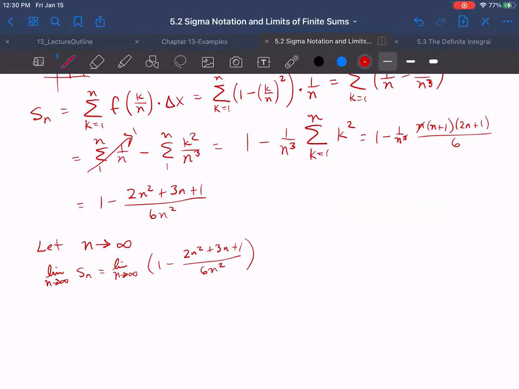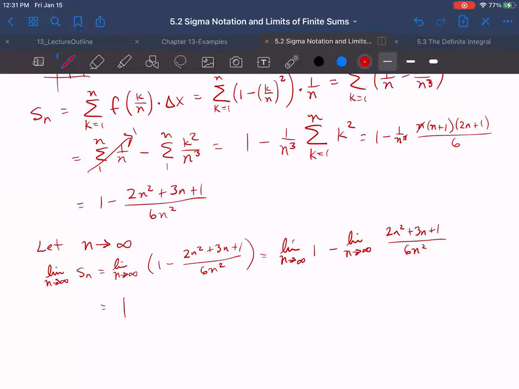Now we just need to take the limit of both of those things, right? We can take the limit of each one individually. What I mean is we can do the limit as n goes to infinity of 1 minus the limit as n goes to infinity of that 2n squared plus 3n plus 1 over 6n squared. We agree, right? We can split them like that. Limit of a plus b is the limit of a plus the limit of b. Remember those rules? Okay. And so now we have that. So what's the limit of 1 as n goes to infinity? 1. So this will become just a 1.